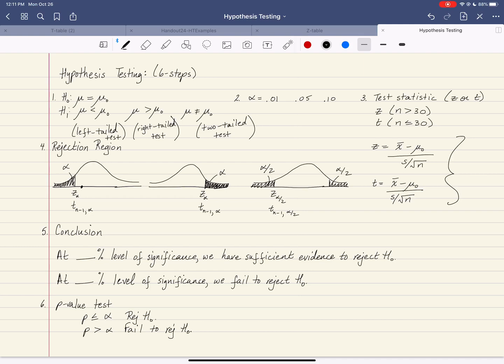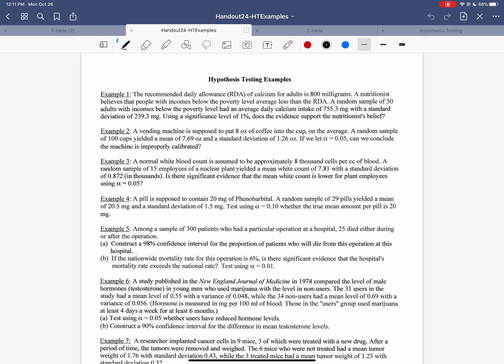All right. So next we're going to go ahead and go over some hypothesis testing examples. I strongly encourage you to have handout number 24 handy. I'm going to go through these problems with you, and that way you can see exactly how we work through these problems.